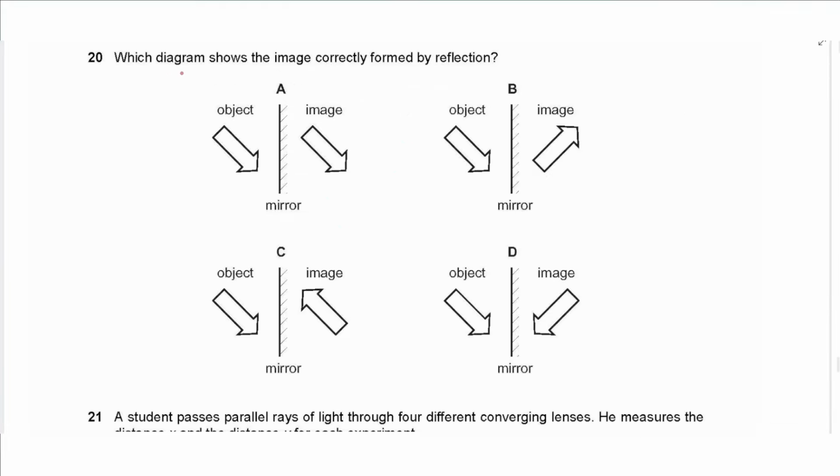Question 20 says which diagram shows the image correctly formed by reflection? So we need only lateral inversion, but it is upright. So the tip of the arrow is pointing down, yes, but these should be far apart like in D. So the closer one would have a close distance, the far end would have a far end in the image. So the answer is D.